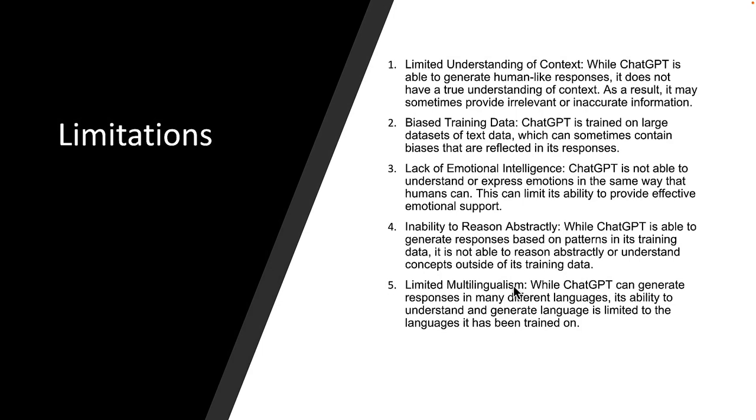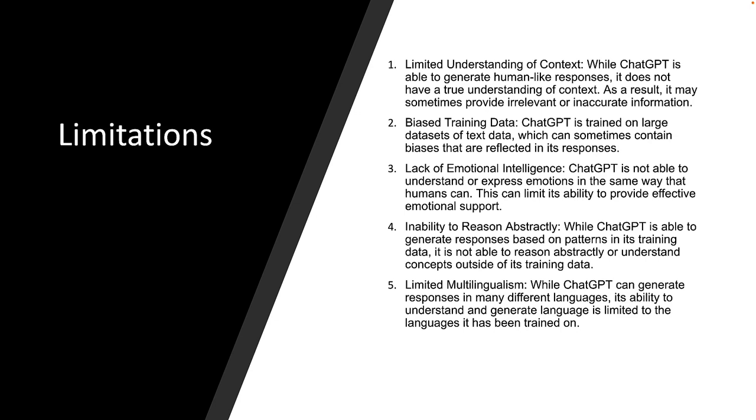So what are some of the limitations of ChatGPT? One is a limited understanding of context. While ChatGPT is able to generate human-like responses, it does not have a true understanding of context, and as a result, it may sometimes provide irrelevant or inaccurate information. Two, it's biased based on its training data. Like any AI model, it has a bias towards the data that it was trained on. And even though it's a large data set, it can sometimes contain biases that are reflected in the responses.